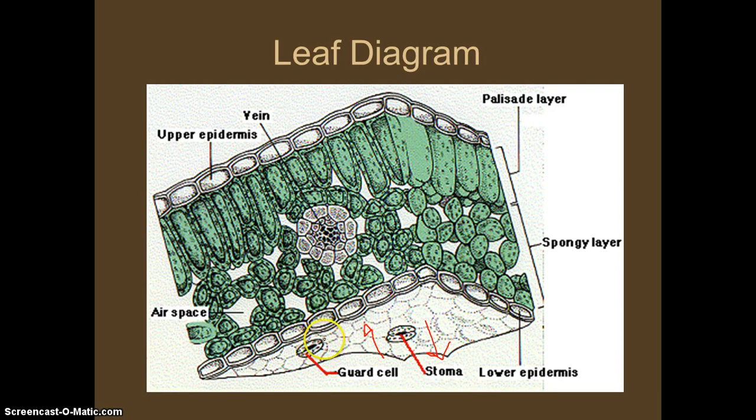But eventually, at night, the plant has to open those guard cells to allow that exchange of oxygen and carbon dioxide both in and out, and provides a way for the plant to breathe. And that's the review on roots, stems, and leaves, and thanks for listening.